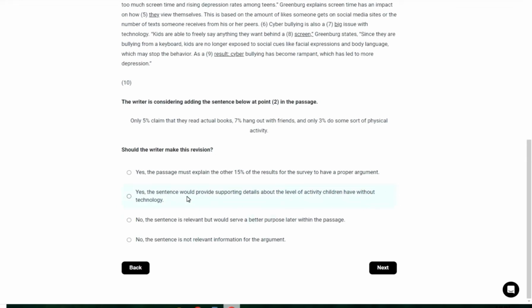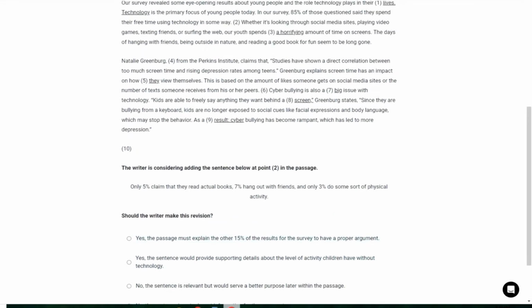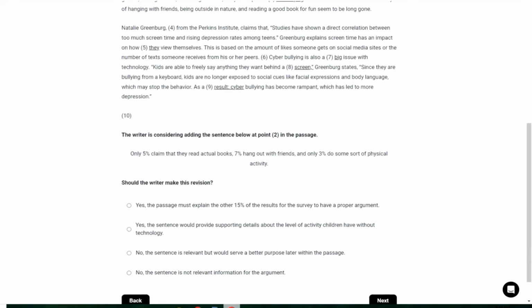And so if we think about the first one, if it's explaining the other 15% of the results, then wouldn't that mean that it would have to be exclusive in the sense that, can you use technology and also read books? And the answer to that is yes, you can. And so if it's explaining the other 15% of those results, that wouldn't be a proper argument to refute or to support their argument. In a sense, it would just be explaining that some people don't do that, or if they do, maybe they also use technology as well. And so that one doesn't really make sense. It's a little bit foggy.